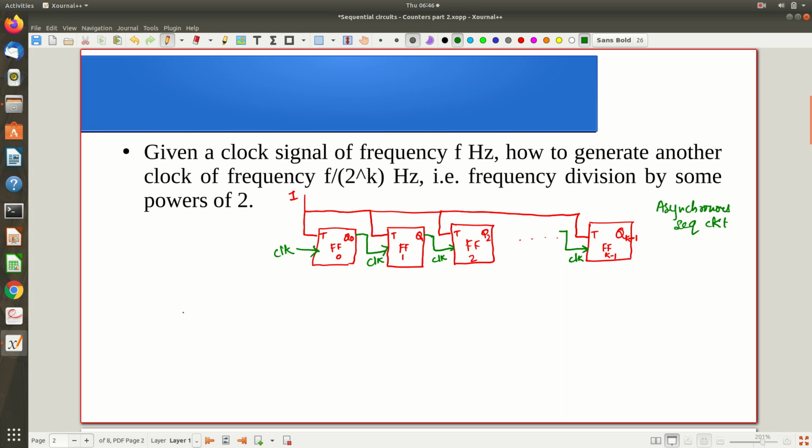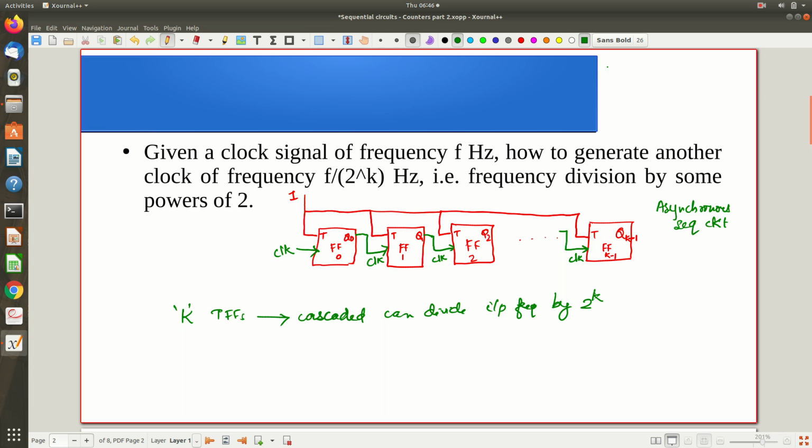So what we understood is that K T flip-flops, or JK or T, everything will work, can be cascaded, and can divide the input frequency by 2 power k. So that is the understanding.